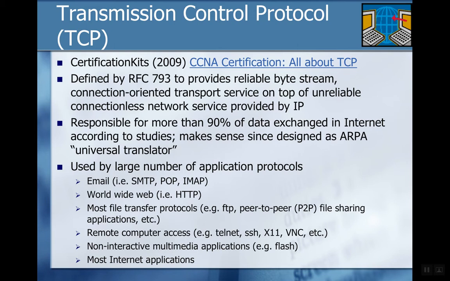TCP is basically connection oriented. They call it a reliable byte stream, connection-oriented transport service. About 90% of the data exchanged on the internet is TCP. It's used by a whole bunch of things: the World Wide Web, email, most transport protocols, remote access. It makes up a significant portion of the traffic that runs on the internet.